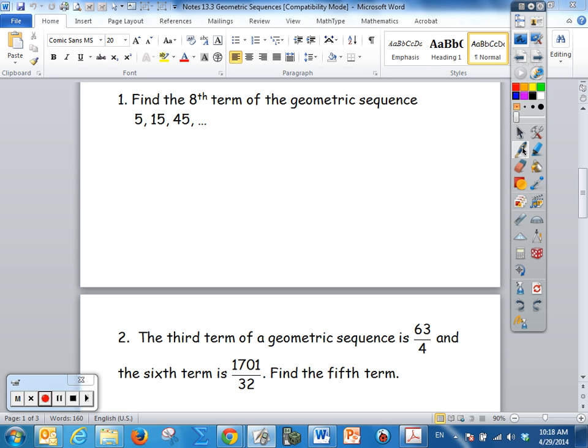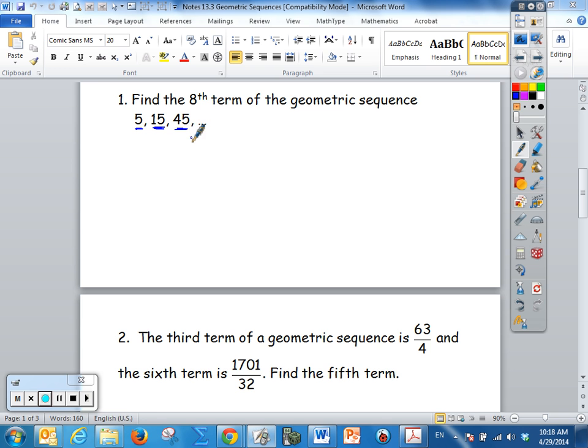What you would do is take the second term and divide it by the first term. This is how you find the common ratio, just a reminder from last year. You take the second term, divide it by the first term, and get that ratio. That's a 3. Then just to double check to make sure it is geometric, you would take the third term and divide it by the second term, and that would give you 3. And then you would know that it's geometric. So that's just a reminder on how to find the common ratio.